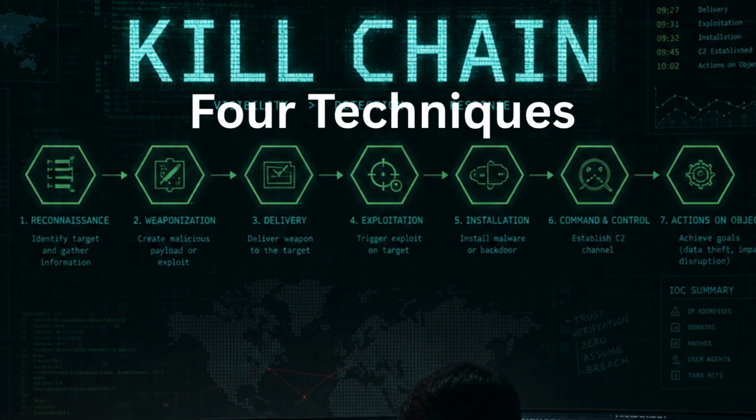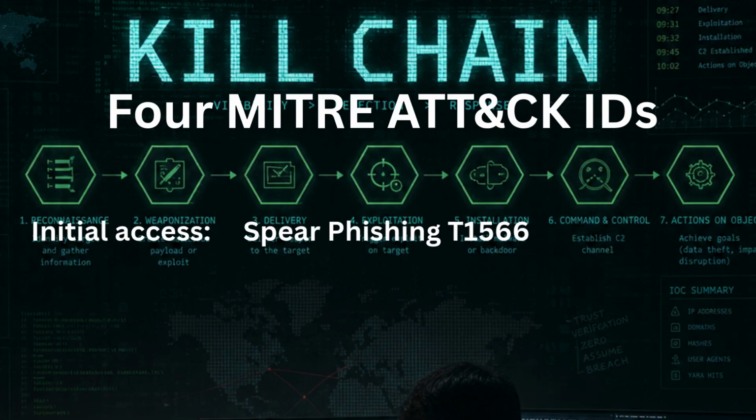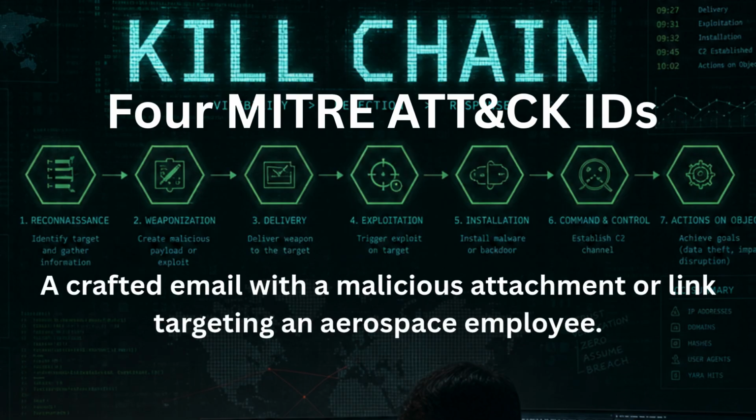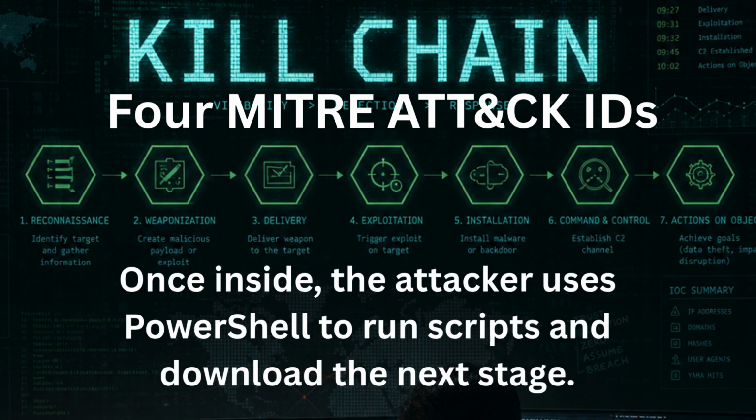The kill chain. 4 techniques. 4 MITRE ATT&CK IDs. 1 attack story. Initial access. Spear phishing. T1566. A crafted email with a malicious attachment or link targeting an aerospace employee. Execution. PowerShell execution. T1059.001. Once inside, the attacker uses PowerShell to run scripts and download the next stage.